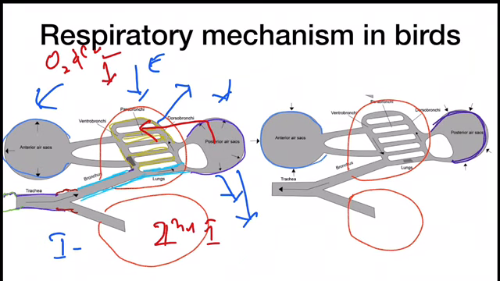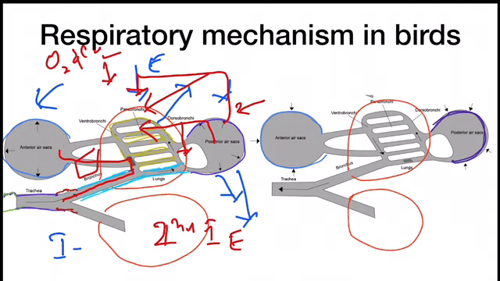Then in the second cycle of expiration, again we observe the compression of the air sacs and expansion of the lungs. Due to the compression of the air sacs, the air from the posterior air sac reaches the parabronchus again through the recurrent bronchi. Also from the anterior air sac, the air reaches the secondary bronchus, then the primary bronchus, then the bronchus through the recurrent bronchi. From the bronchus it reaches the trachea.